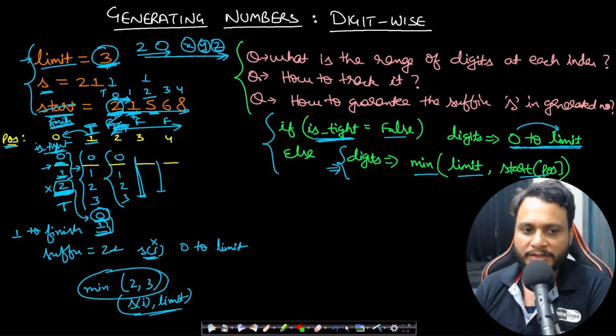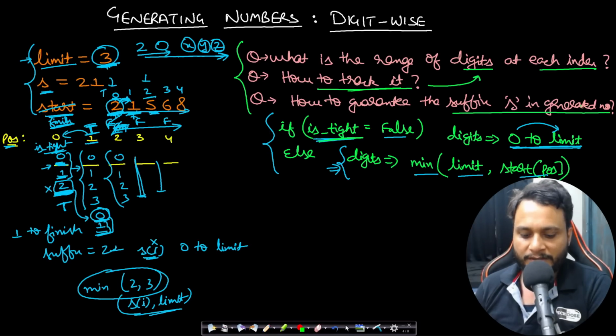Now there are 3 questions to discuss in this scenario. What is the range of the digits at each index? That I have already explained you how to take care of, using the is tight, and how to track what should be the range. So the tracking should be done with the is tight variable, which is a boolean type, and how to guarantee that the suffix s is generated. Now this one I didn't tell you. Let me tell you now how to guarantee that you end up with the suffix s, whatever is the s value. Because I cannot just keep on generating all possible numbers, because that will just be like a for loop, right?